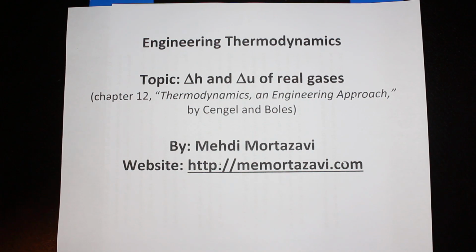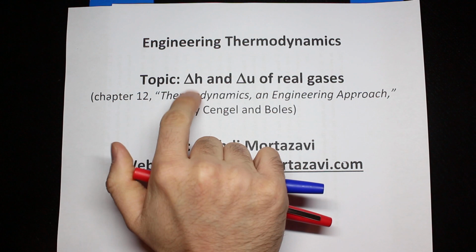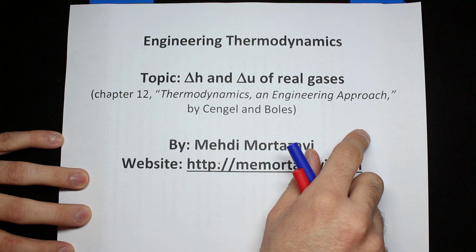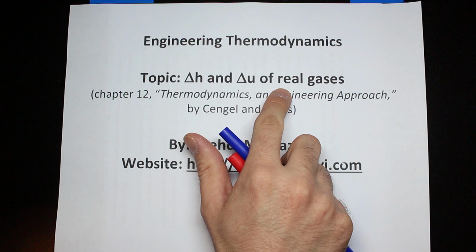Hello everyone, Mehdi Murtazabi here, and today I'm going to talk about change of enthalpy and internal energy of real gases. So we classify gases into either an ideal gas or a real gas. An ideal gas is a gas that follows PV equal to RT, and real gases are basically gases that are not following that.